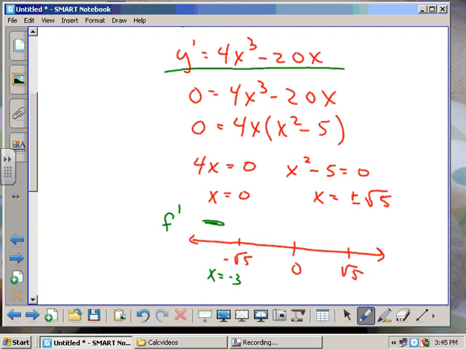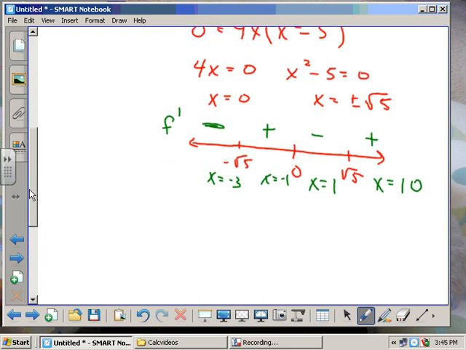From negative square root of 5 to 0, I'm going to pick x equals negative 1. Again, plugging that into the first derivative, the output is positive. Plugging in x equals 1, the output is negative. And my last test point, I'll choose 10, and this output is also positive.